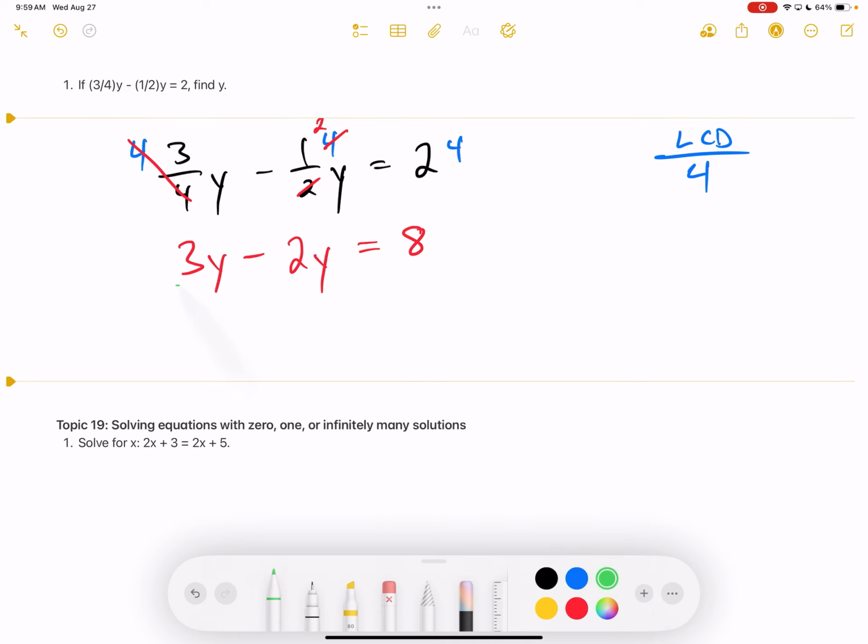And then 3y minus 2y would be y. So y is equal to 8. 3 minus 2 would be 1.